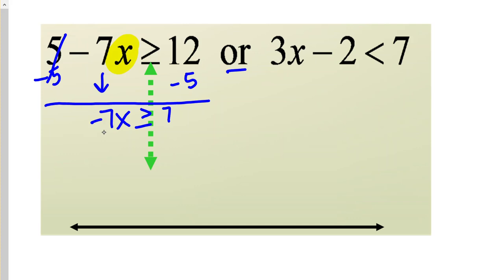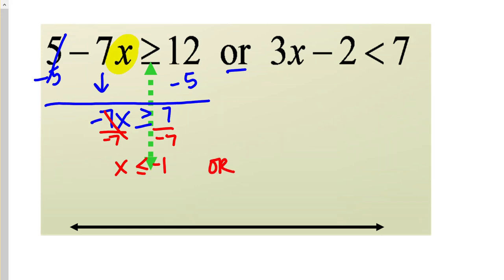And now I need to divide both sides by negative 7. Okay, and I know that anytime I divide by a negative, that means I need to flip my inequality sign. So my greater than or equal to is going to switch to less than or equal to, and 7 divided by negative 7 is negative 1.